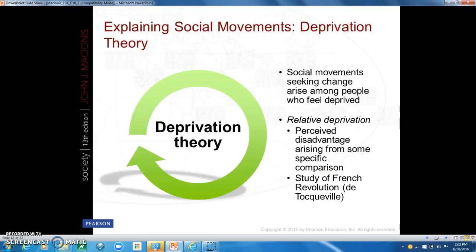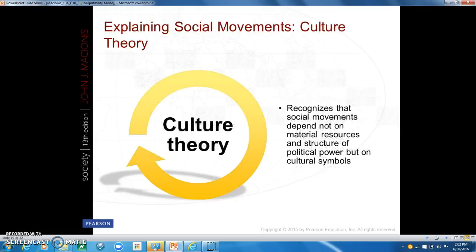There are two theories that try to explain why social movements develop. We have what is known as deprivation theory, and we have culture theory, and there are others, but these are just the two that you need to know. Deprivation theory is a theory that social movements arise because people feel deprived of something. They may feel deprived of safe working conditions, equal pay, whatever the situation may be. But they feel like they lack the things that other people seem to have.